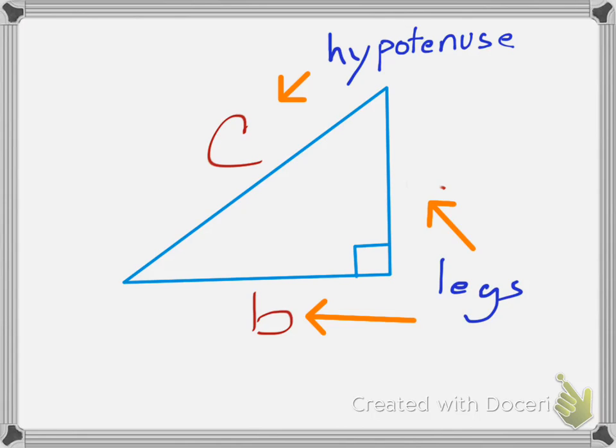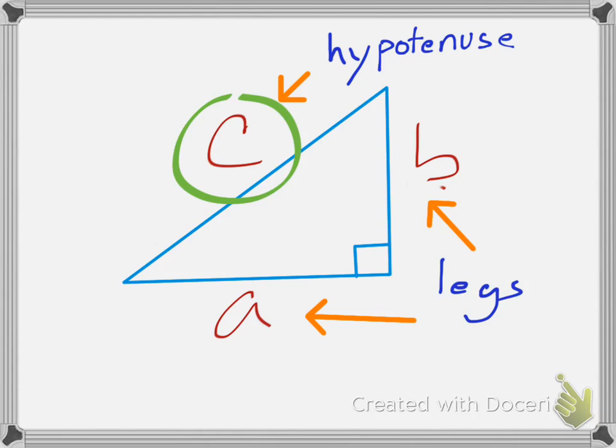So we have legs, and it doesn't really matter if the legs have A and B. They could be the reverse, B and A. The one that really matters is this C right here, because it's a hypotenuse. It has to be across from the right angle, and it is the longest side of the triangle. Doesn't matter what B is, doesn't matter what A is. If it's a right triangle, C is always the longest side.